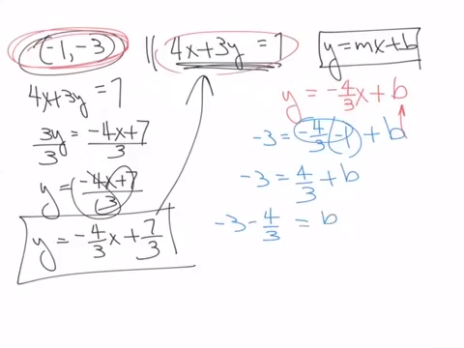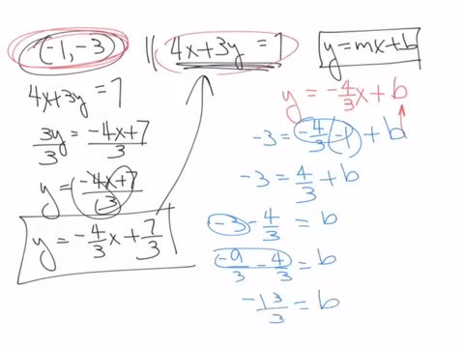Okay, so if I'm going to keep going with this, I'm going to have to change this to have a common denominator. So it's going to be -9/3, because that's equal to -3. And -9 minus 4 is -13. Okay? So that's my b.